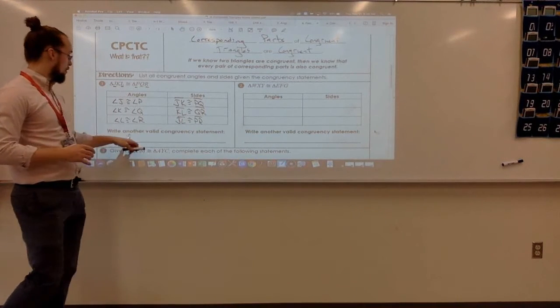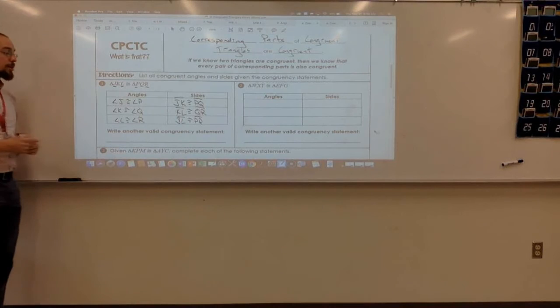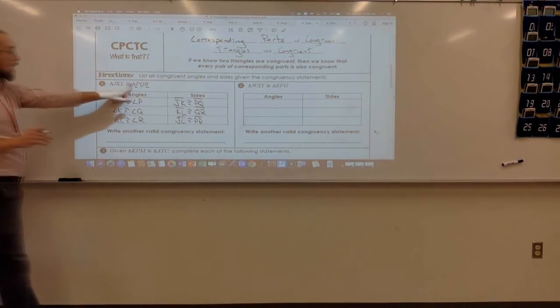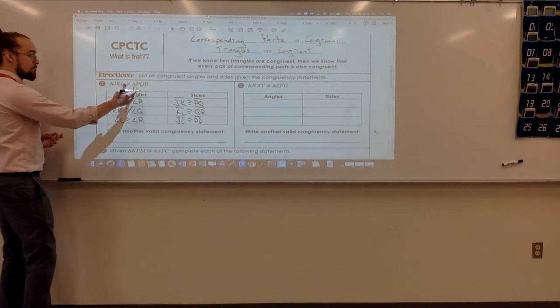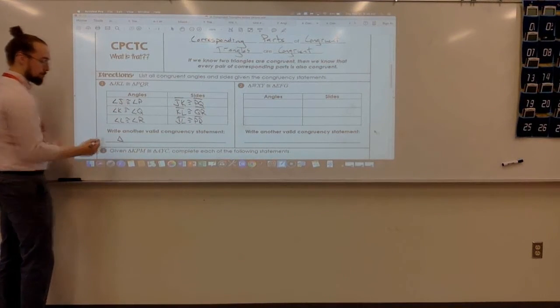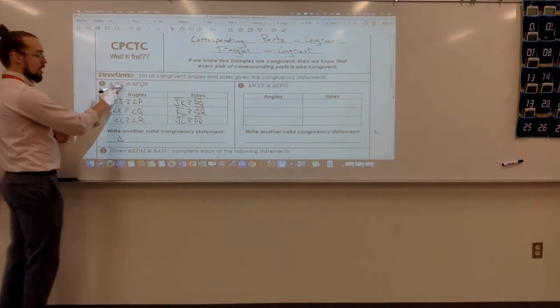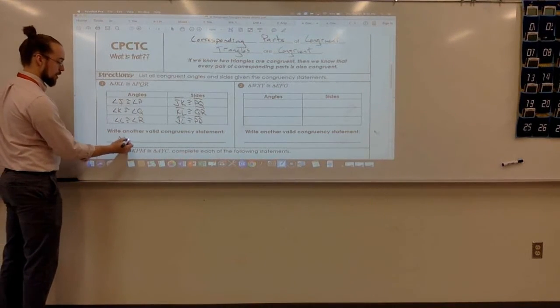Right, so then, at the bottom it says write another example of a valid congruent statement. So I just want to change the order. I can make the first triangle whatever order I want, right? I could say LJK. I'm going to say triangle LJK.